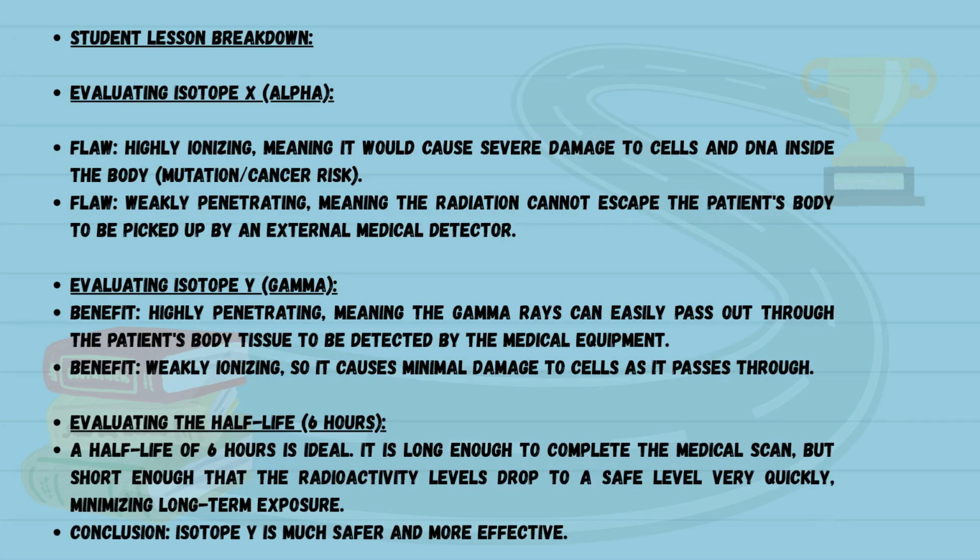Student lesson breakdown. Evaluating isotope X, alpha. Flaw. Highly ionizing, meaning it would cause severe damage to cells and DNA inside the body. Mutation or cancer risk. Flaw. Weakly penetrating, meaning the radiation cannot escape the patient's body to be picked up by an external medical detector.